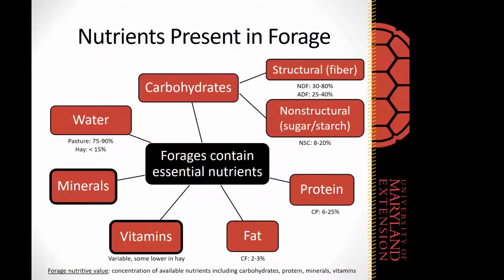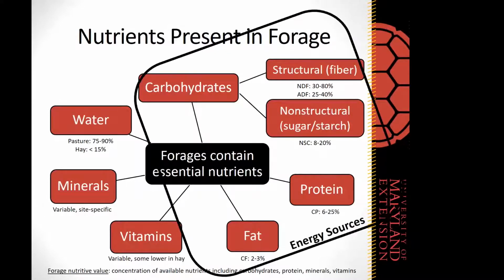So there's our vitamins and minerals. Vitamins are fairly variable. Remember that some can be lower in our hay. Minerals are also variable, and remember that they're fairly site specific, and we do need to be providing salt and those trace minerals in some form so we're meeting those requirements. So those are kind of the major nutrients, but you might notice that there's something missing, and that would be our energy, right?